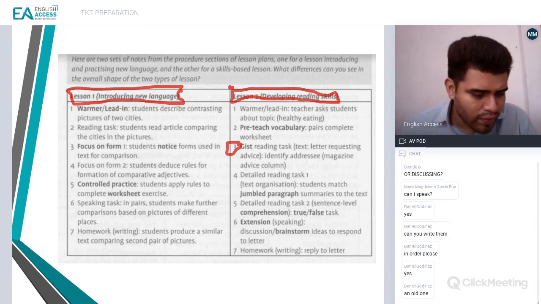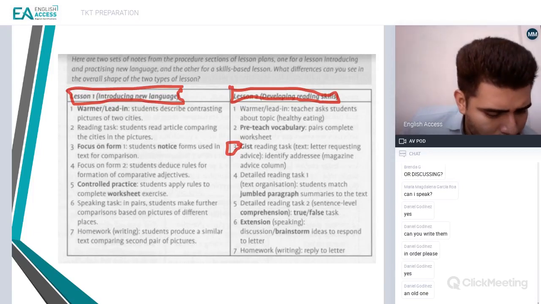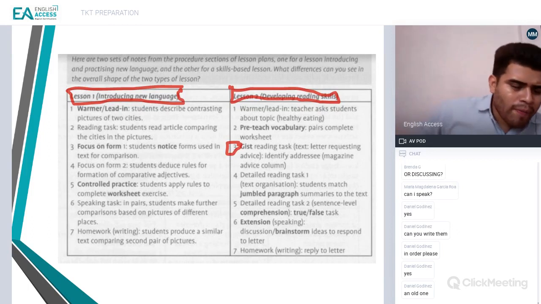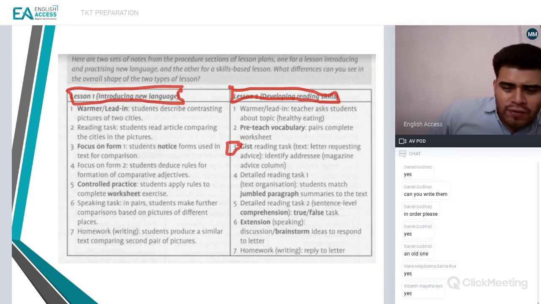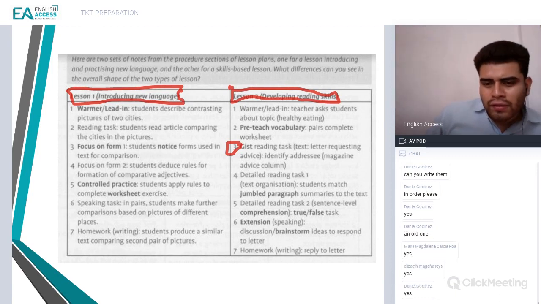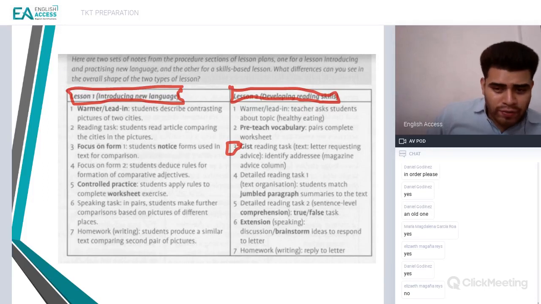Okay, thank you. All right. Now, is it important to recycle the previous lesson, or can we continue each lesson without recycling? Exactly. We need to recycle. Very good.